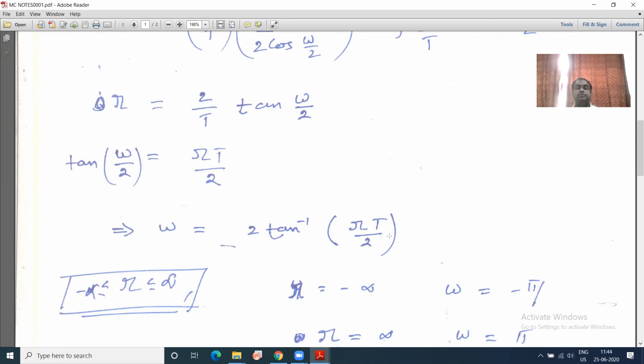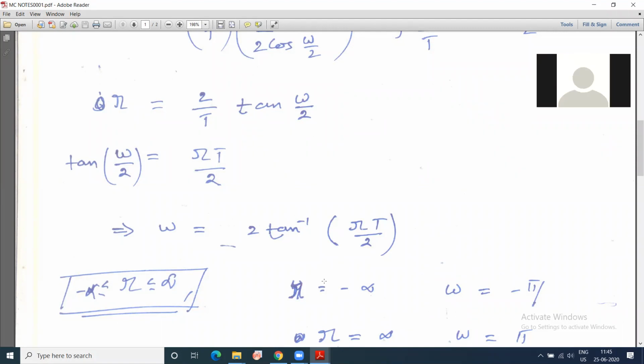So if capital omega equal to minus infinity, small omega equal to minus pi, and if capital omega equal to plus infinity, small omega equal to plus pi. This is because tan inverse minus infinity is equal to minus pi by 2, and minus pi by 2 multiplied by 2 becomes minus pi. Agreed? And omega equal to infinity means tan inverse infinity, which is pi by 2. Pi by 2 multiplied by 2 is equal to pi. Therefore, over the entire range of analog frequency, minus infinity to plus infinity, digital frequency will be mapped into minus pi to pi. Understood?